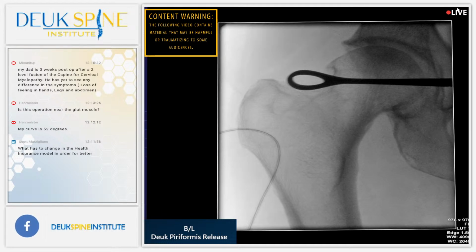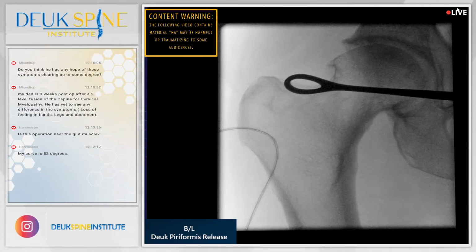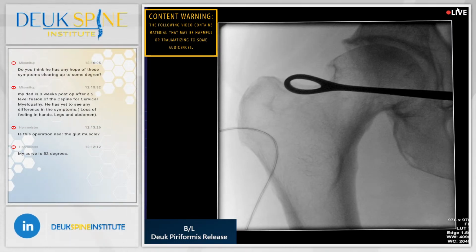Hold on. Let me see. You can actually see the muscle, guys, on that picture. I think right there. Yeah, I think that's good right there. Let's do that. We're going to make an incision. But show us the muscle there, Monica, before we get started.